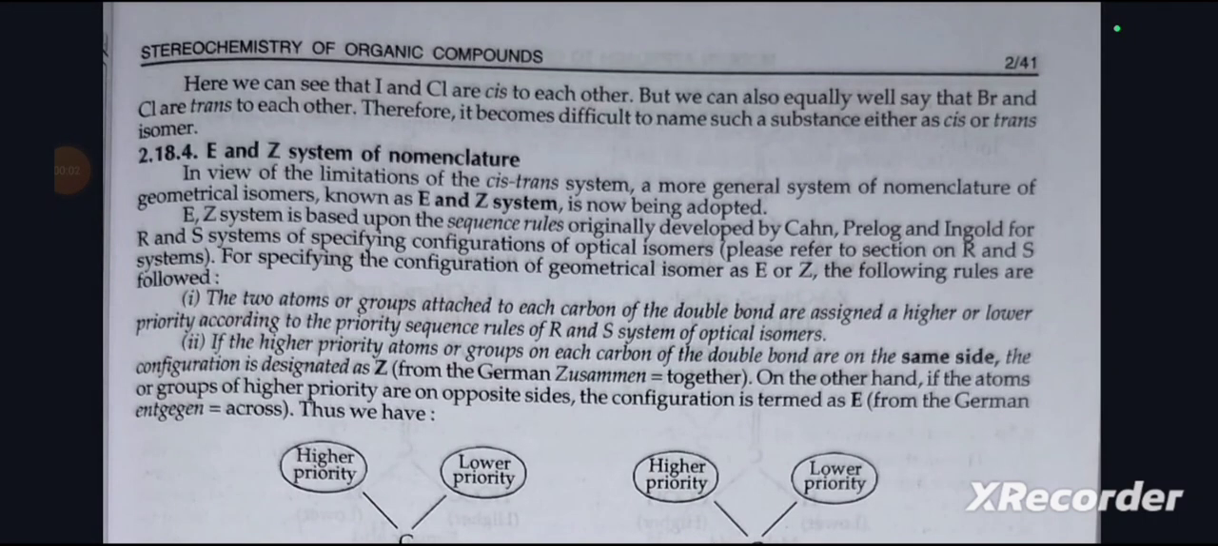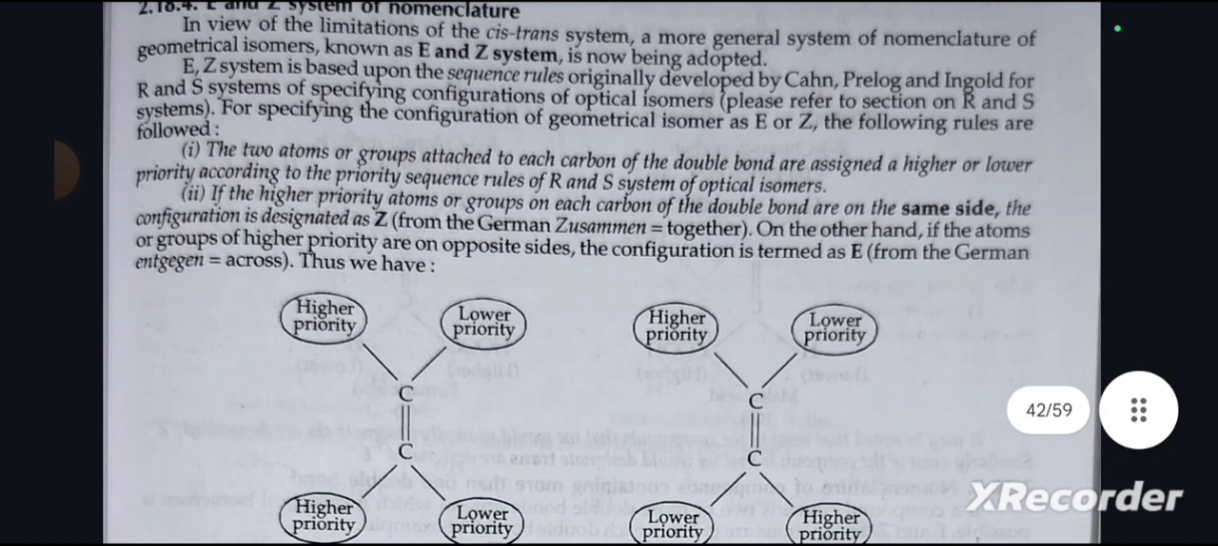4. E and Z system of nomenclature. In view of the limitations of the cis-trans system, a more general system of nomenclature of geometrical isomers, known as the E and Z system, is now being adopted. The EZ system is based upon the sequence rules originally developed by Cahn, Prelog, and Ingold for the R and S system of specifying configurations of optical isomers. Please refer to the section on the R and S system. For specifying the configuration of a geometrical isomer as E or Z, the following rules are followed.